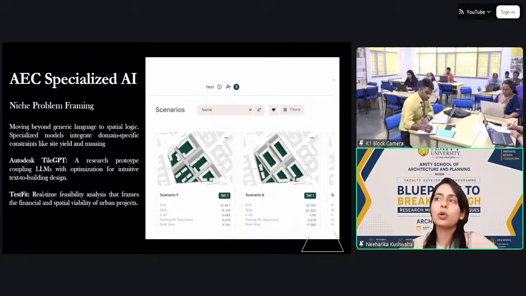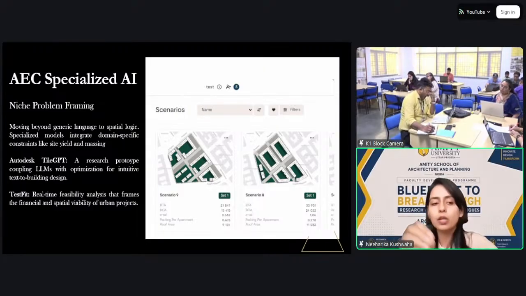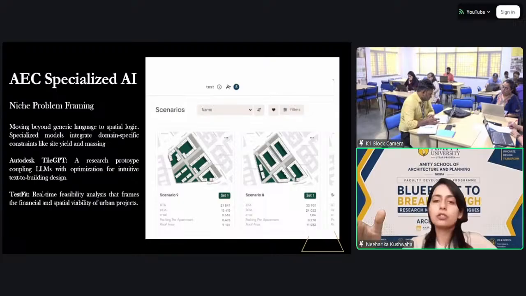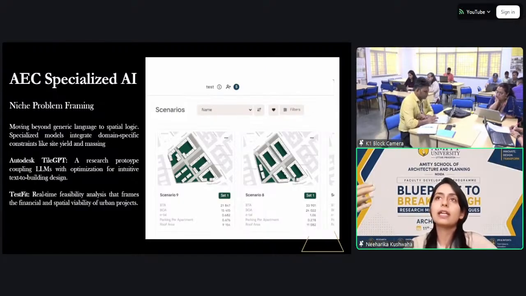For instance, you wanted to work around site yield, or you wanted to work around your research topic on massing. You just need to feed in those case studies, and a research prototype coupling language models with optimization will help you build out what text-to-building design needs to go in. You say, in my scenario, this ratio needs to be there. Generate certain scenarios from your case studies, input it with your literature review and produce the best of research questions.